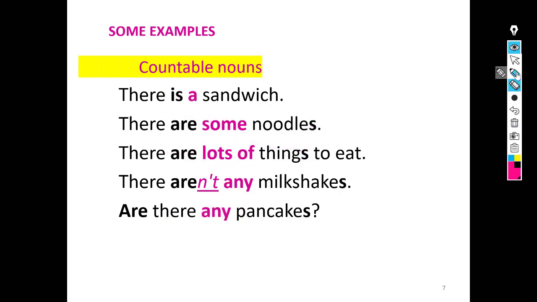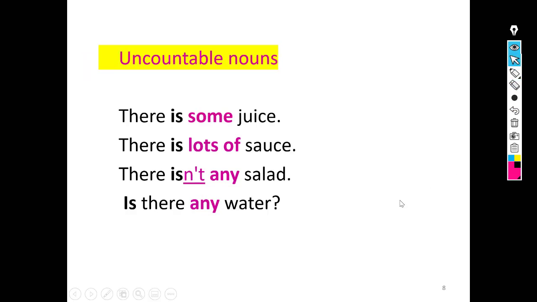Okay, let's look at the uncountable nouns. Can you pay attention about this? Quantifiers: some, lots of, any. Yes, they are the same. Because I am so confused, teacher. I cannot remember which one is for the countable nouns, which one is for the uncountable nouns. So we use some, lots of, any for both nouns, countable and uncountable nouns.